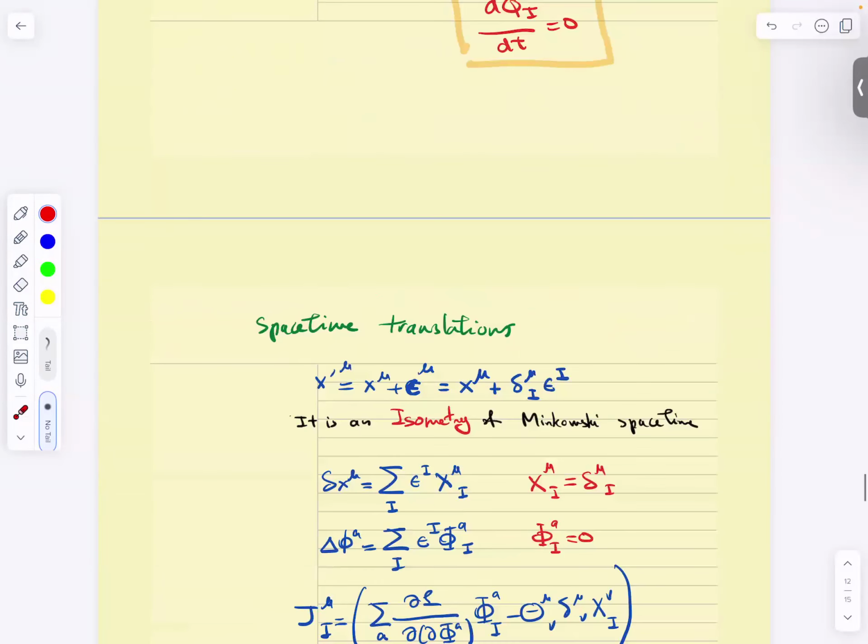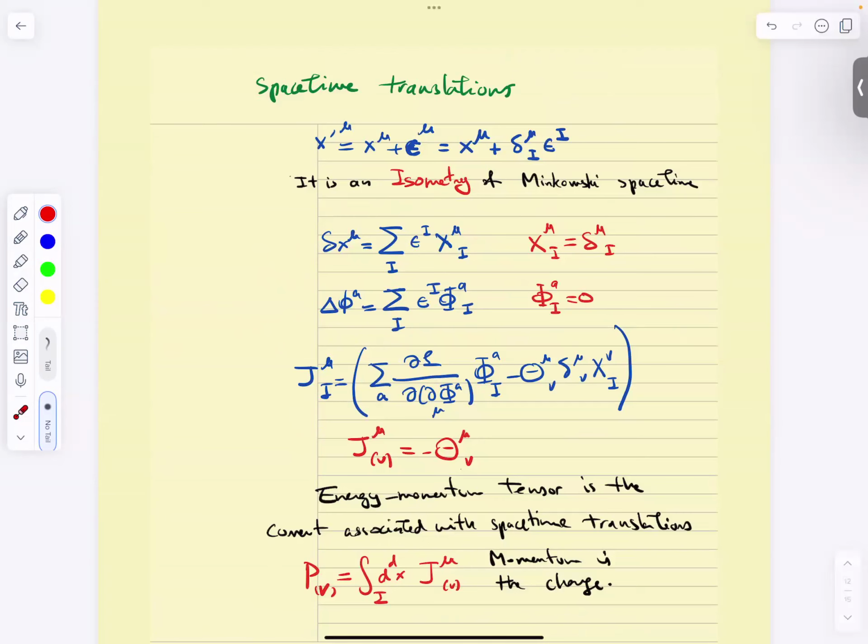Second is this. What symmetry did I use to define the energy momentum tensor? Only translations. This is very, very important. In classical physics, non-relativistic classical physics, is there an energy momentum tensor with four coordinates? Yes, there is. Is it conserved? Yes, it is.